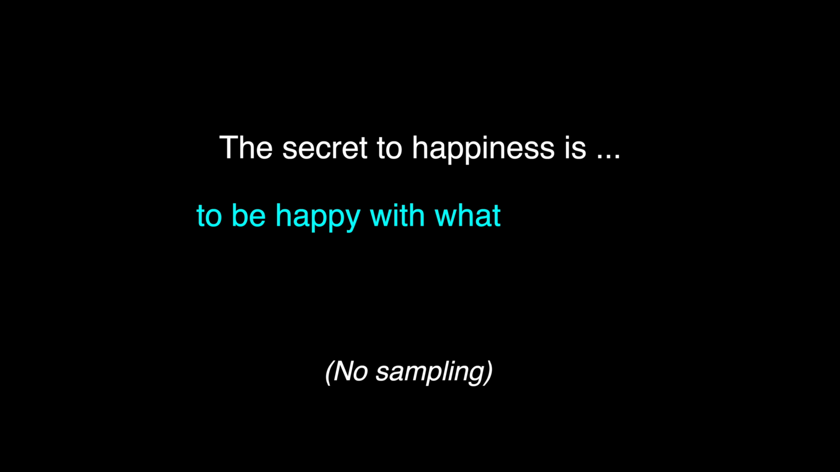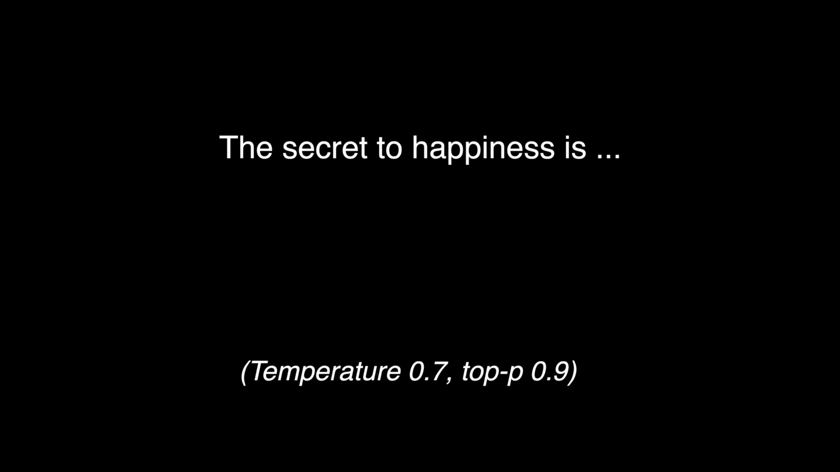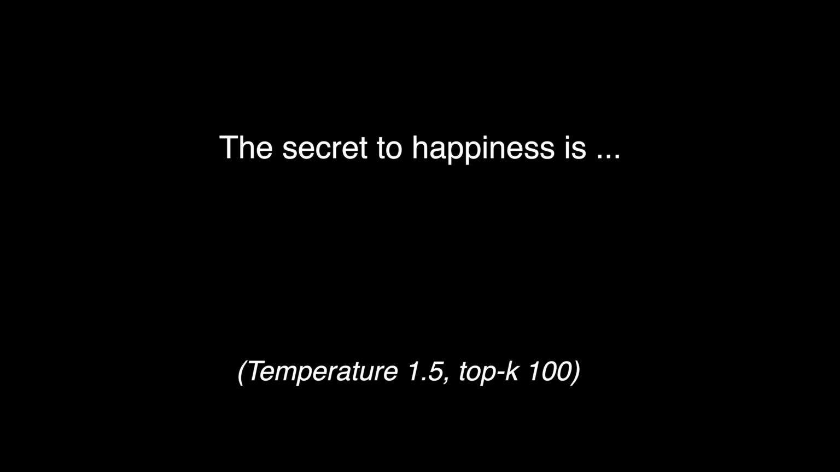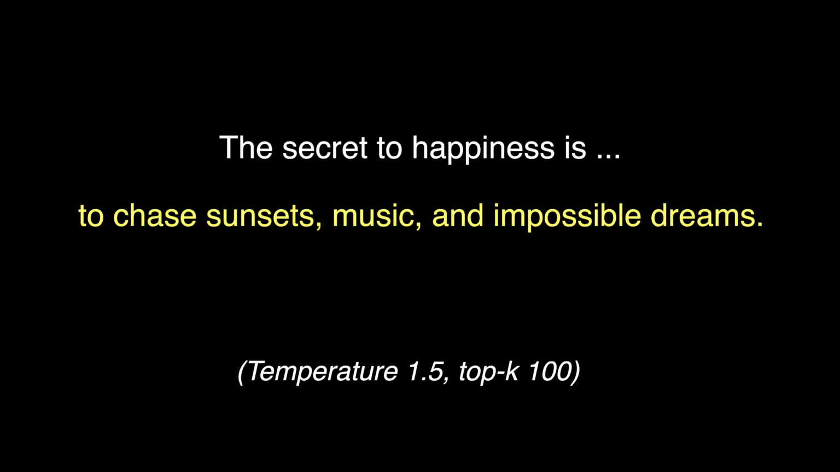Let's see it in action. For example, the prompt is "the secret to happiness is". If we are greedy, without any sampling, we can complete the sentence like, "to be happy with what you have." If we have, for example, temperature 0.7 with top P of 0.9, the sentence can be like this: "to find joy in small things and share it." If we increase the temperature with top K of 100, maybe we end up with something like this: "to chase sunsets, music, and impossible dreams." Same model, different personalities, and that's the art of sampling.